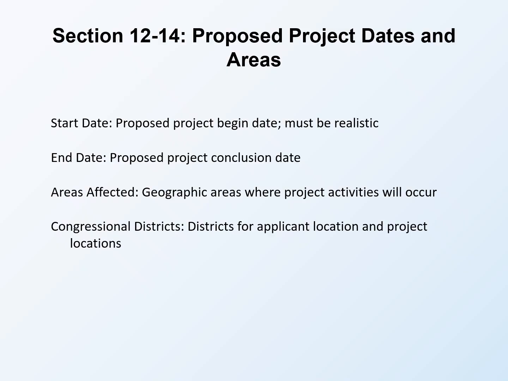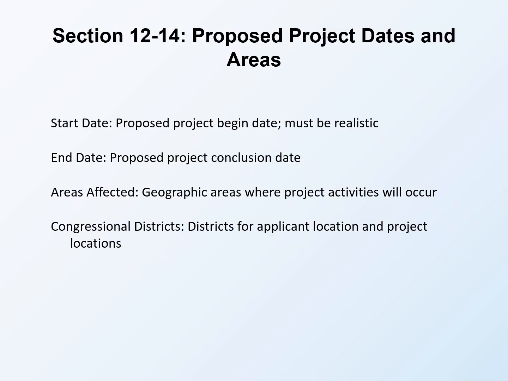Areas affected identifies geographic areas where project activities will occur. Depending on the form version and program, this might be specific states, counties, cities, or other geographic designations. This information helps agencies understand the geographic reach of proposed work.